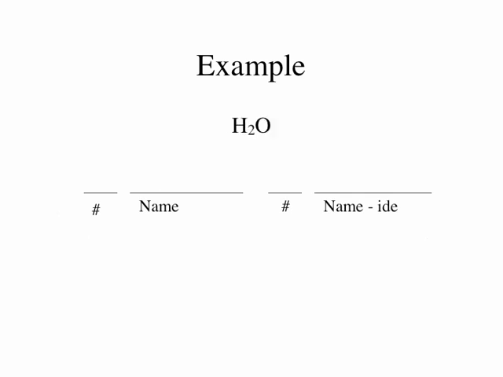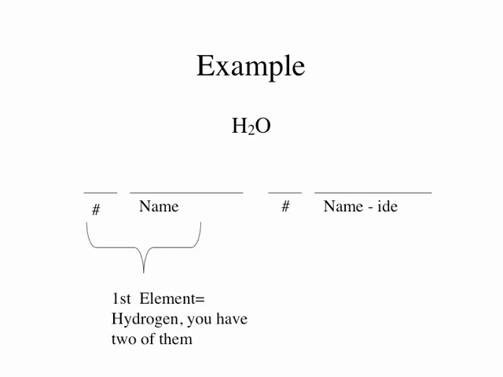Here's another example, H2O. We know it by its simple name water, but we can give it its formal chemical name using the structure I've shown you. The first element is hydrogen, and we have two of them. So we put the name of the first element, plain old hydrogen, and then a prefix in front of it, di, that means two. So dihydrogen means two hydrogens. That's the H2 in the chemical formula.